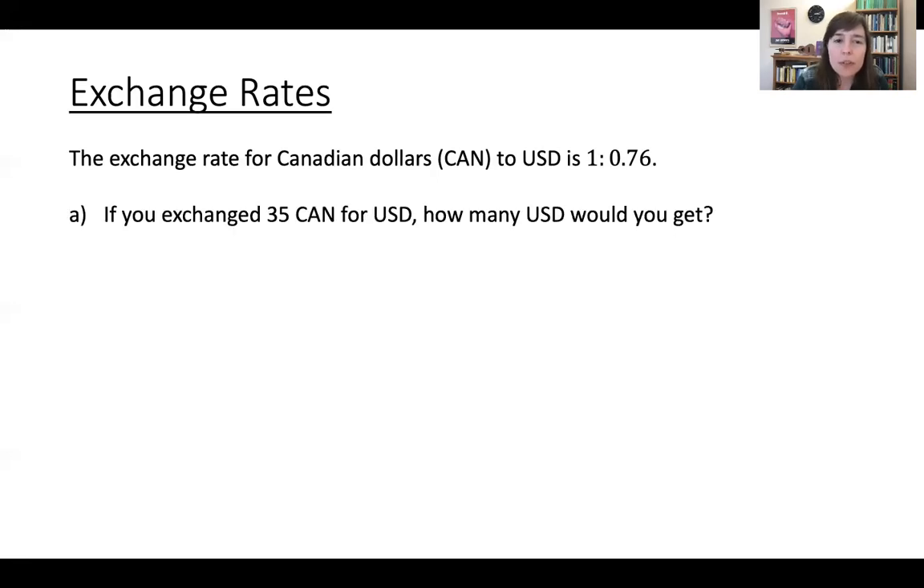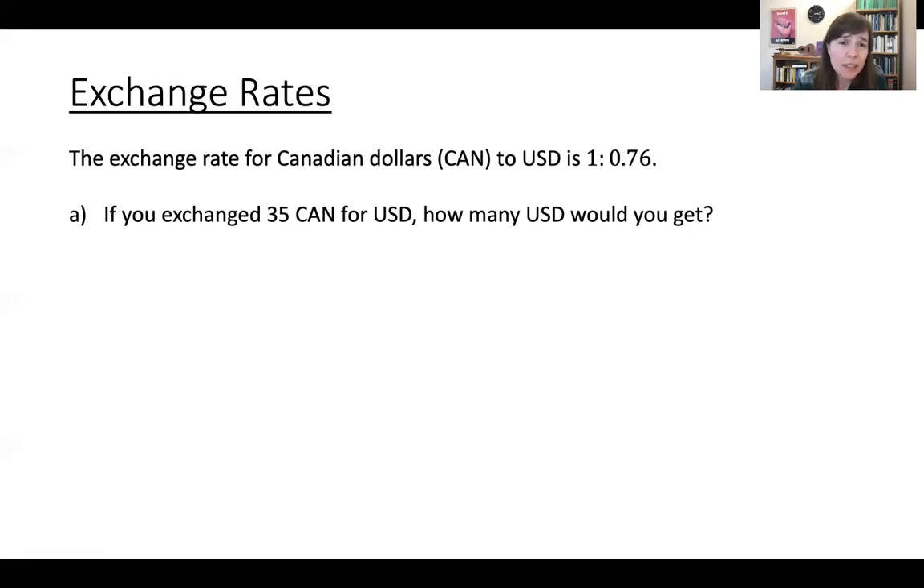Now if you exchanged 35 Canadian dollars for US dollars, how many US dollars would you get? And again, before going through the answer, should you get more US dollars or fewer US dollars? So you should get fewer. This is a nice thing to think about before you do a problem like this, because then you can have an idea whether the answer you get makes sense. So, okay, let's do it.